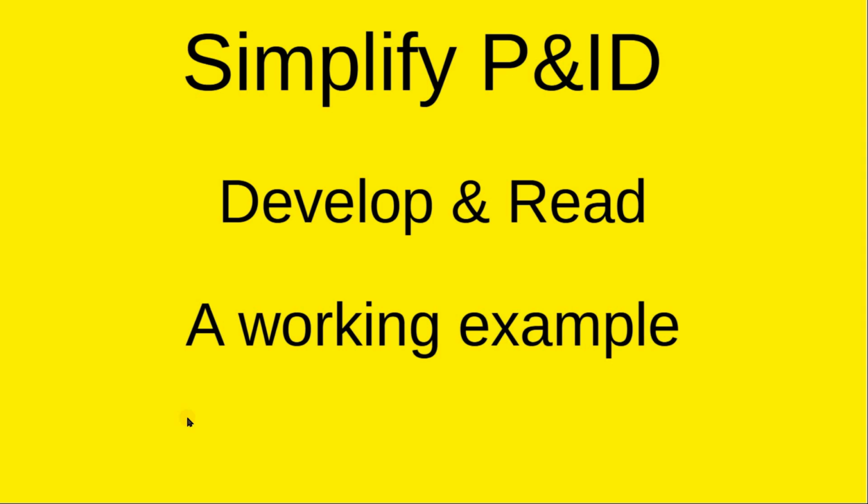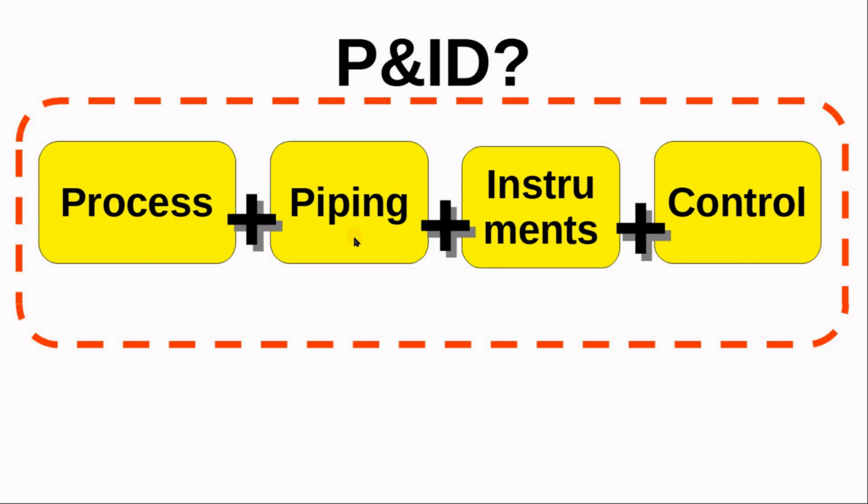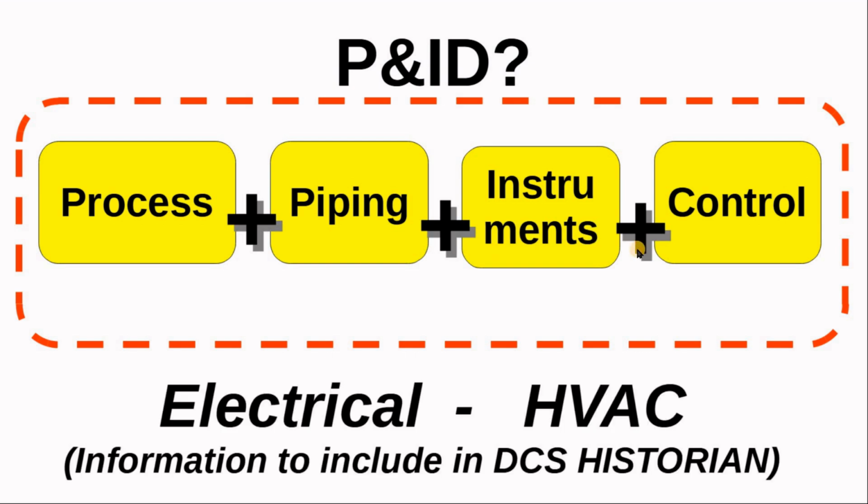Today we will talk about P&ID, piping and instrumentation drawing. Most of the time, if you look at the P&ID designation, they will say it's piping and instruments. But the reality is this drawing includes process, piping, instruments and control. On top of that, we can sometimes include electrical and HVAC data in a P&ID. And in the electrical and HVAC data, maybe they are not for the process operator, but for data recording only.